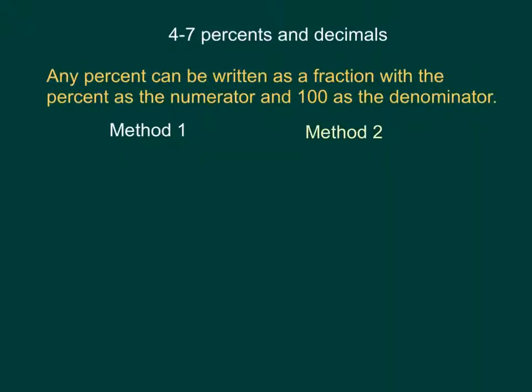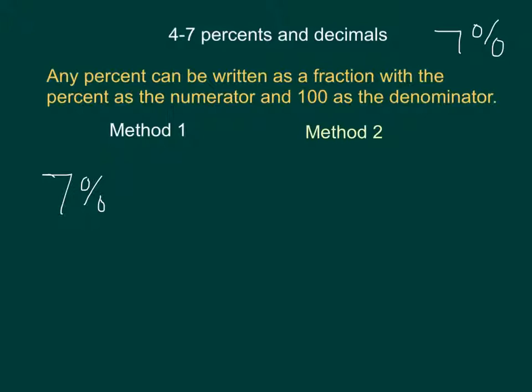4-7 percents and decimals. Any percent can be written as a fraction with the percent as the numerator and 100 as the denominator. So let's take a look at this example. There's two different methods. So our example is going to be 7%.